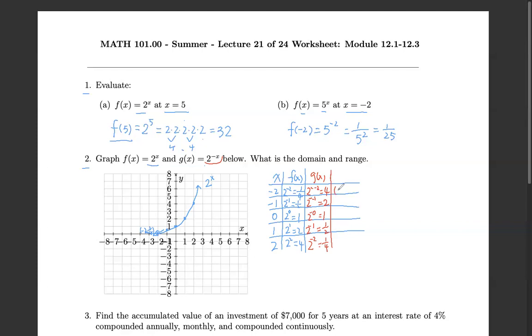So we have negative 2 comma 4, negative 1 comma 2, 0 comma 1, 1 comma half, and 2 comma quarter. So negative 2 and 4: negative 2 is here, 4 is here. Negative 1, 2: negative 1 is here, the 2 value is here. 0, 1 overlaps the blue color. 1 comma half, this one. 2 comma quarter. Getting closer to the x-axis, the graph goes this way.